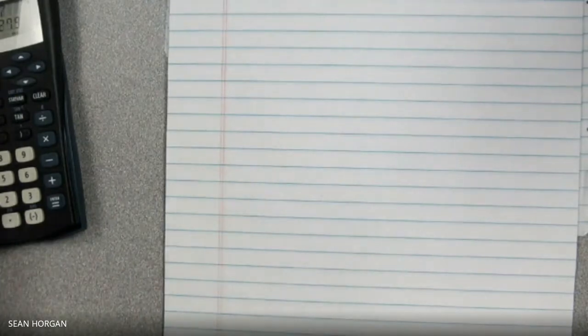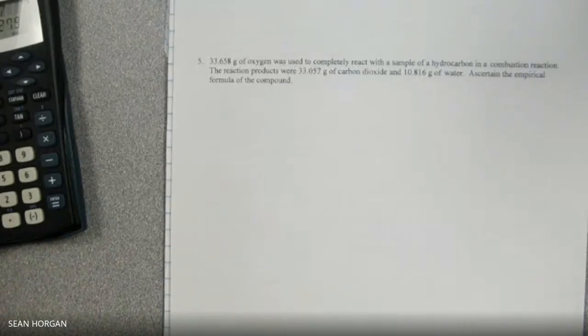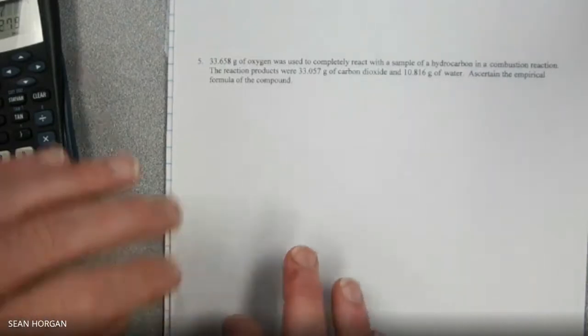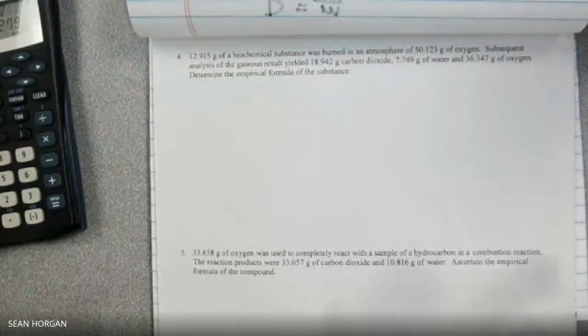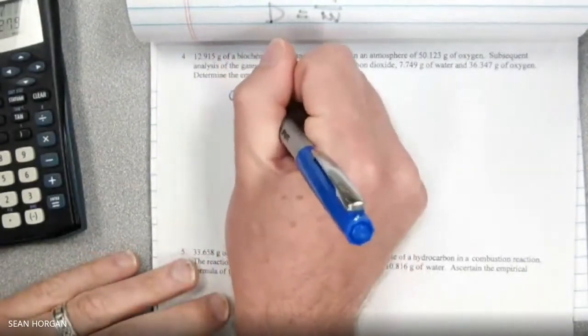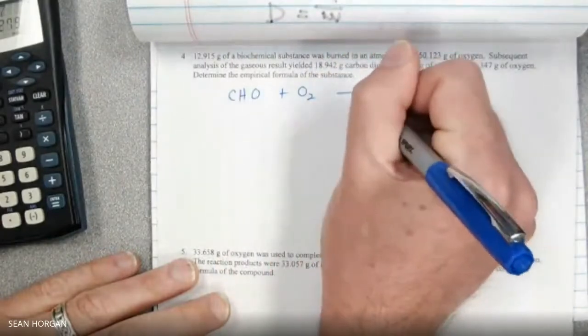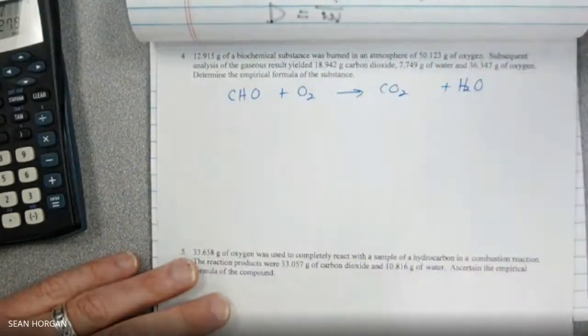Four and 5. All right, number 4. It says a biological substance, well, let's skip down here, number 4. Burned in air, oxygen, that much carbon dioxide, that much water, that much oxygen. Determine the empirical formula of the substance. CH and O reacts with O2 to produce CO2, H2O.